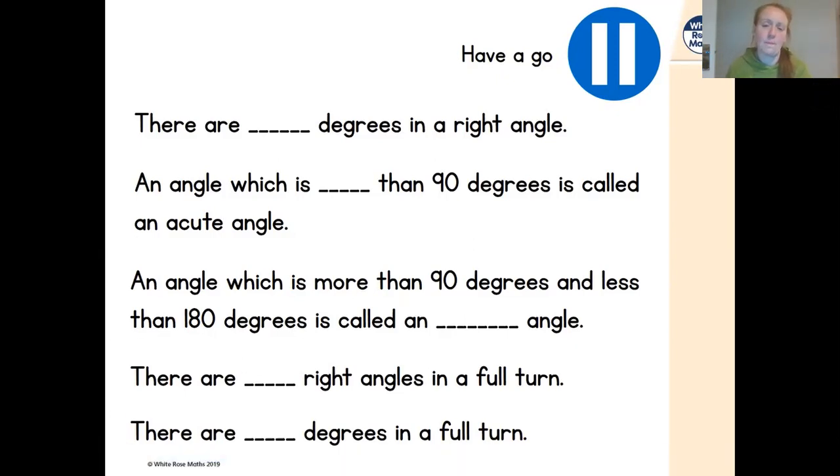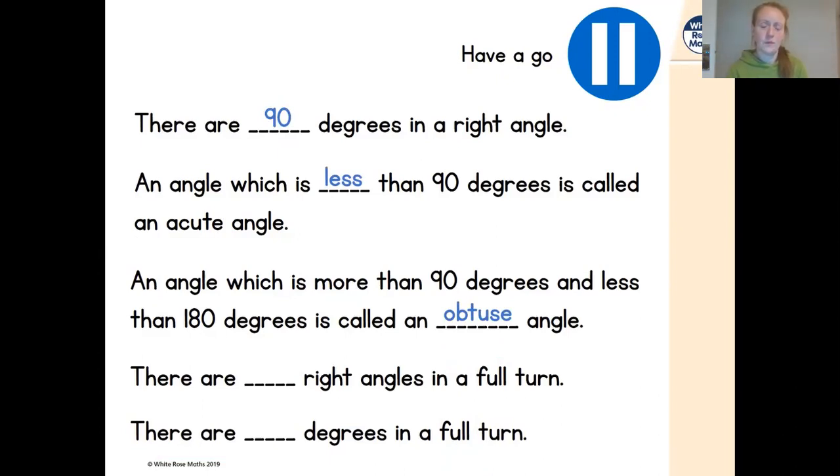So our key fact is we've got degrees that measure angles. They're the unit of measure for an angle, and there are 90 degrees in a right angle. And an angle which is less than, you could have put smaller in there, less than 90 degrees is called an acute angle. An angle which is more than 90 but less than 180, so less than that half a turn, is called an obtuse angle. And that's really important. It's not just that it's bigger than 90, but it is between 90 and 180, between a right angle and half a turn.